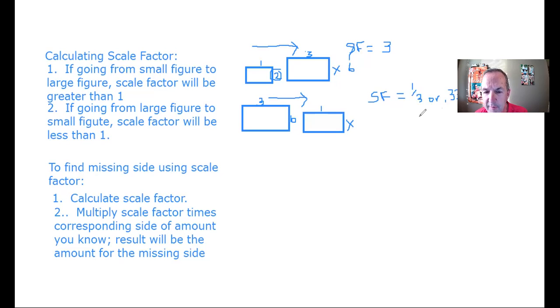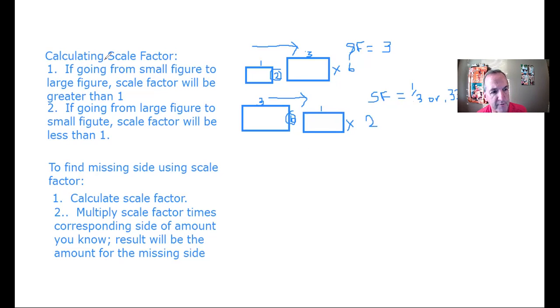But now we have the information we need. Again, to find this missing side, calculate the scale factor, multiply that same scale factor by the amount you know. We know 6, that's right here. We know the scale factor is 1/3. So we know our missing side is 1/3 of 6, or 2. So X equals 2. And that coincides with the example up here. We come back to the number we started with. So those are your rules.